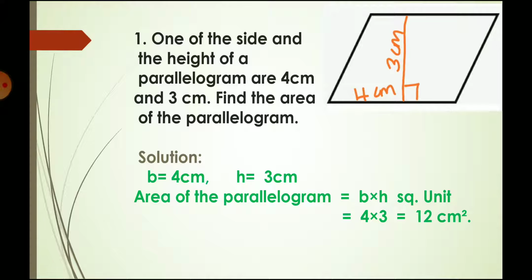Do you know why we use a square unit here? Yes, we are going to find the answer for the area of the parallelogram. That's why we put the square unit here. So the value of b is 4, the h is 3. So 4 threes are 12 centimeter square. This is the area of the parallelogram.